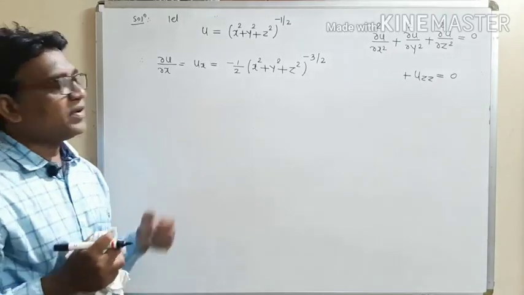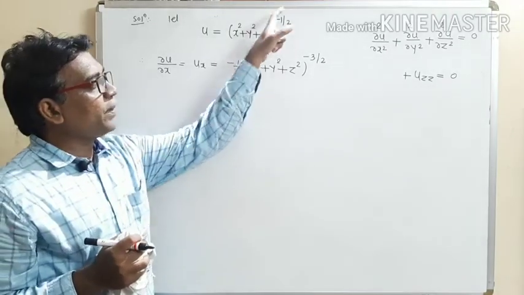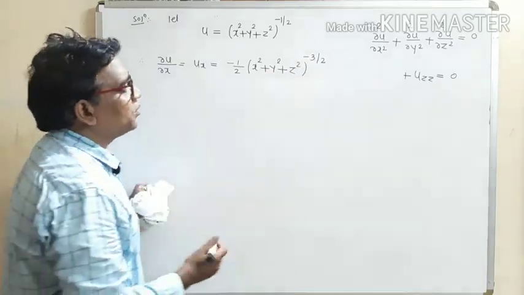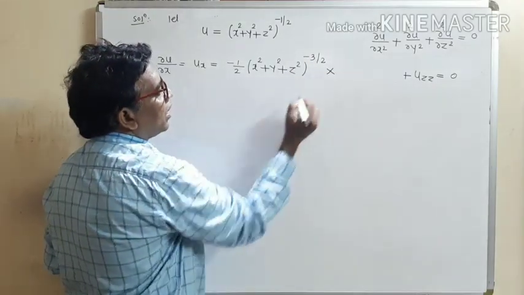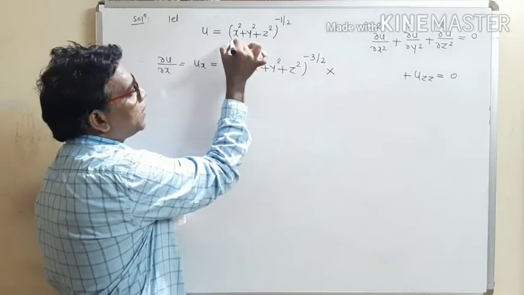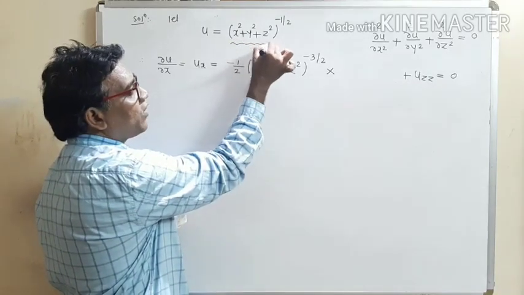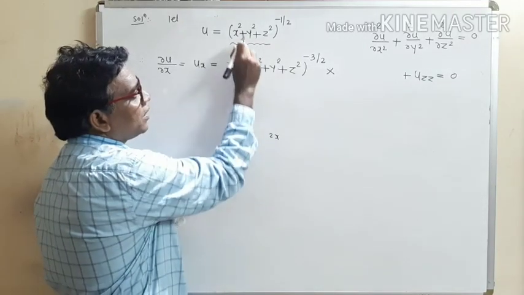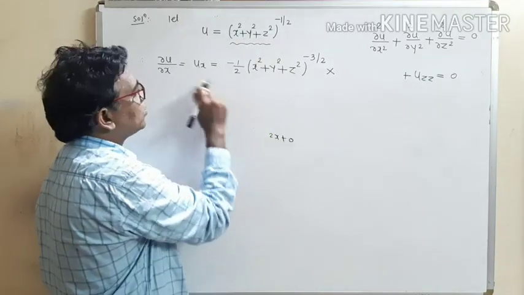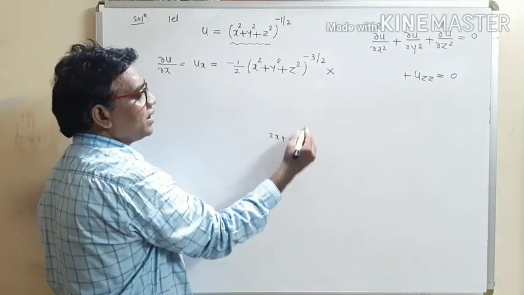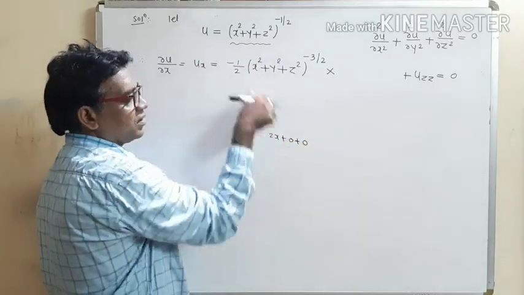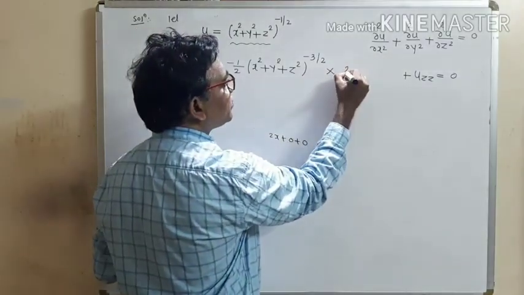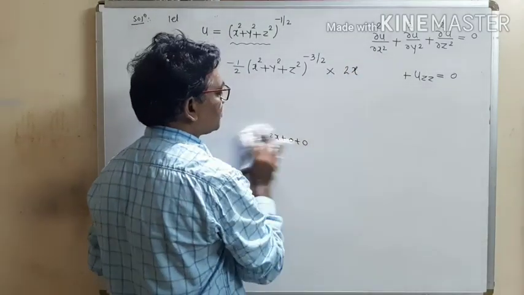So see what is this derivative? Derivative of x raised to n is n x raised to n minus 1 into, according to chain rule, multiply by the derivative of this inner function. Derivative of x² is 2x. Derivative of y² is 0 because it is a constant term, and derivative of z² is again constant, and the derivative will be 0. So the derivative of this inner function is just 2x.